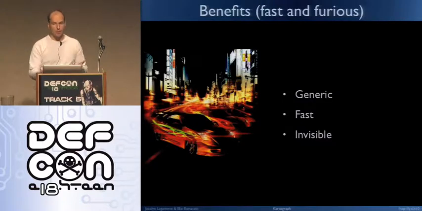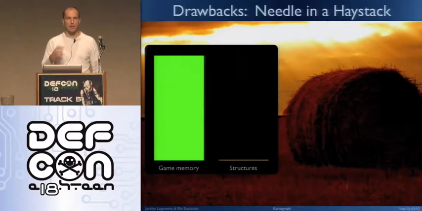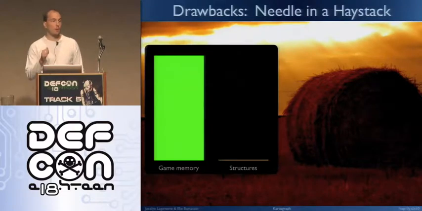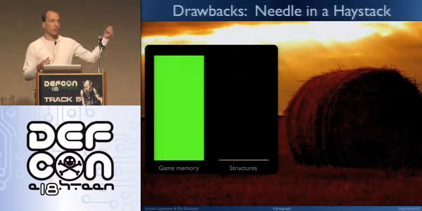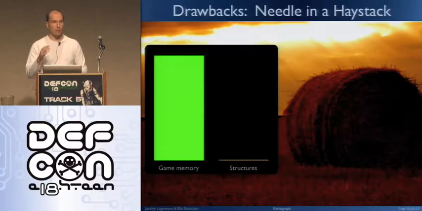So actually, we have some drawbacks for this kind of attack. First, it's really finding a needle in a haystack. For instance, Supreme Commander, we should just show it to you, has about 800 megabytes of data. And what we are looking for, let's say the map, is only 1 megabyte. So you're really trying to find a needle in a haystack.